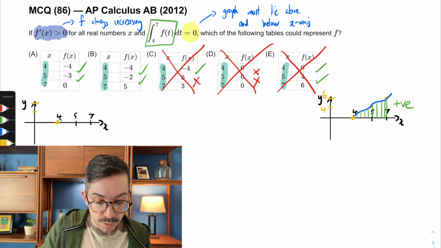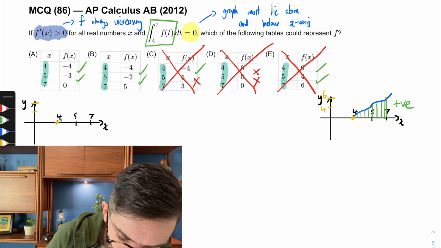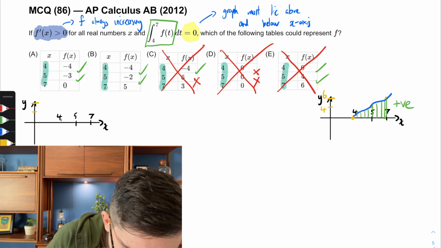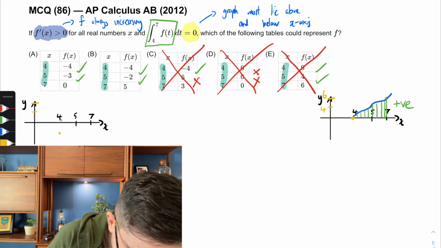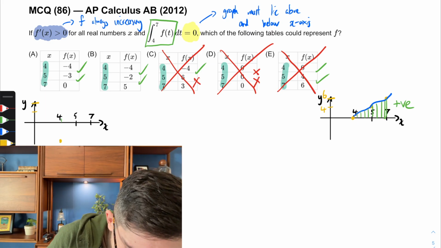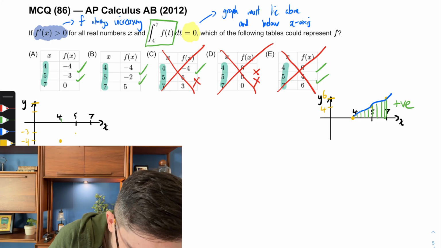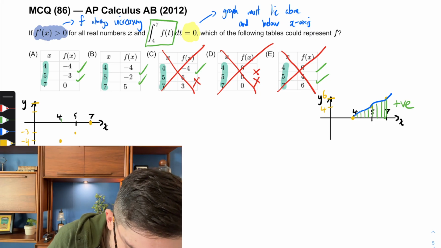This time my values are: x equals 4 is taking the value -4. Whoops. -4. When x is 5, we get -3. And when x is 7, we get 0.